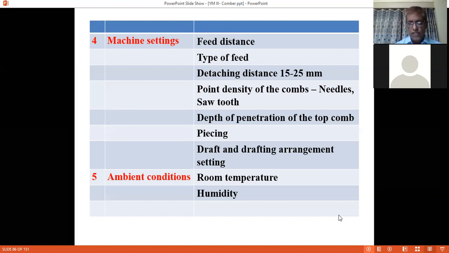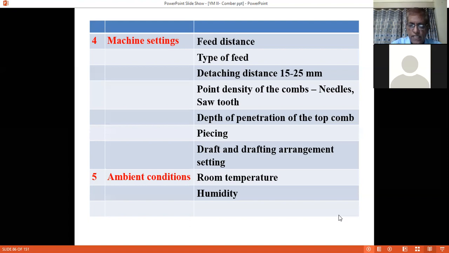Or in other words, we can say for upgrading, the concurrent feed is good, and for good quality yarn, counter feed is good. So in general, there is a difference of 5 to 6% if we use counter feeding and concurrent feeding.